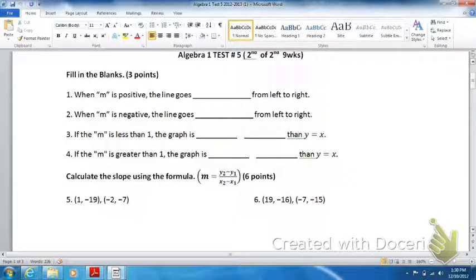Alright, let's go over this test. When m is positive, the line goes up. When m is negative, and m is the slope, don't forget, so when the slope is negative, the line goes down. When m, the slope, is less than 1, the answer is right here. It is less steep. When m is greater than 1, it is more steep.